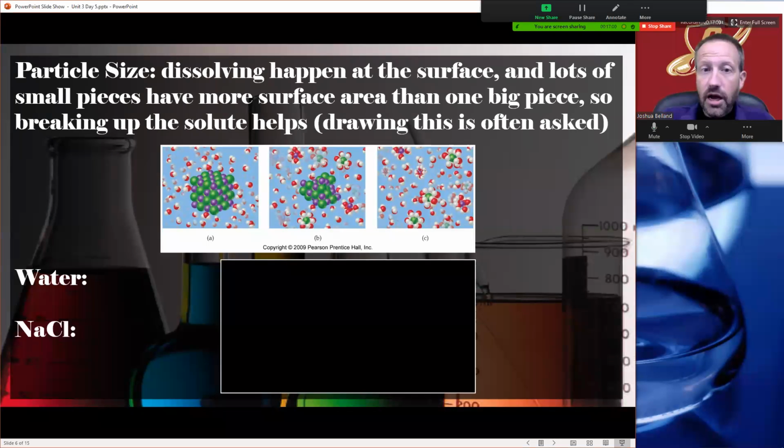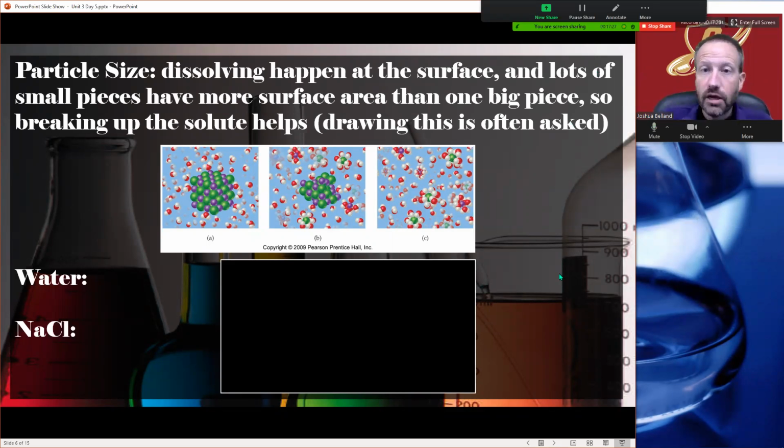Okay, so by the way, if I crush up a big chunk, break it apart in little pieces, you know, hit it with a hammer before I put it in or something like that, use powdered sugar and not regular sugar, then it will dissolve faster because I have more surface area. Lots of small pieces have more surface area than one big piece. They'll all have the same volume. I'm not changing the total volume of everything. I am changing the total surface area.